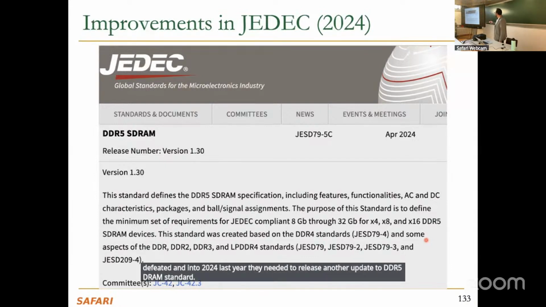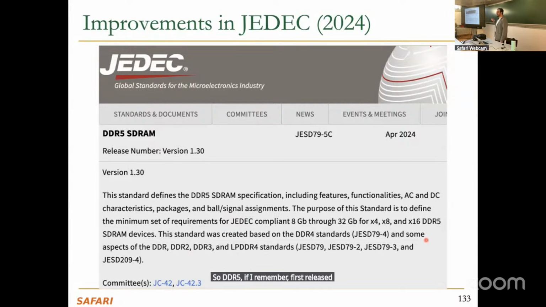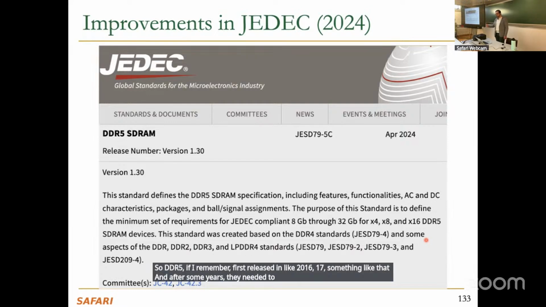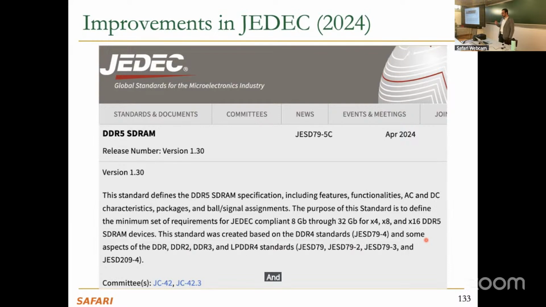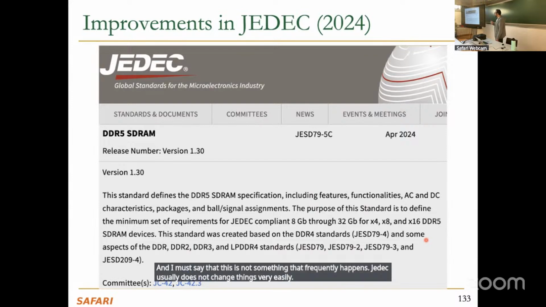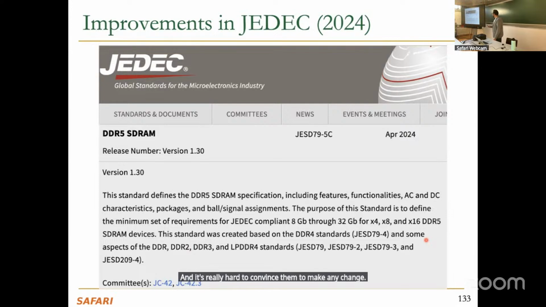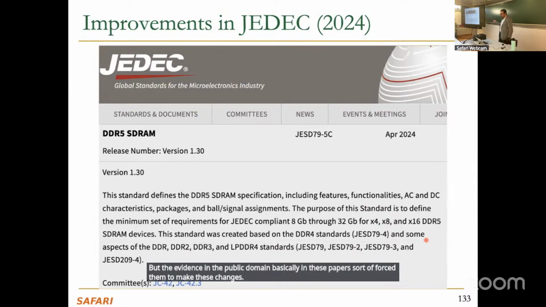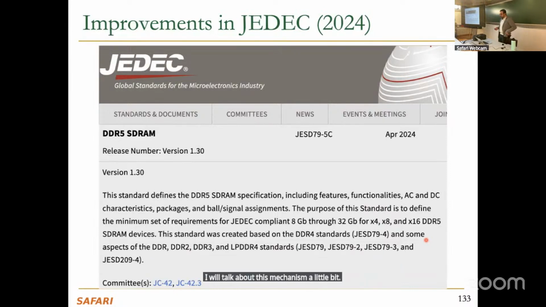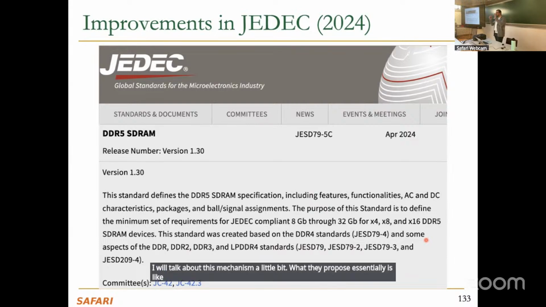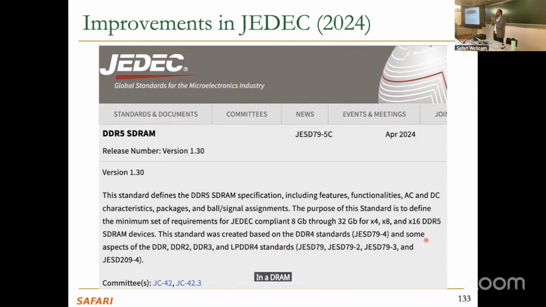So DDR5, if I remember, was first released in like 2016, 17, something like that. And after some years, they needed to make an update to that just to address the RowHammer issue over there. And I must say that this is not something that frequently happens. JEDEC usually does not change things very easily. And it's really hard to convince them to make any change. But the evidence in the public domain, basically, in these papers, sort of forced them to make these changes. And I will talk about this mechanism a little bit. What they propose essentially is that inside every DRAM row, in a DRAM row, you have 64,000 bits, right?